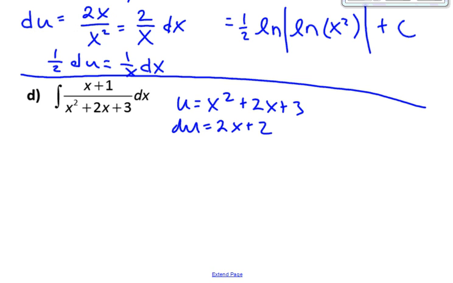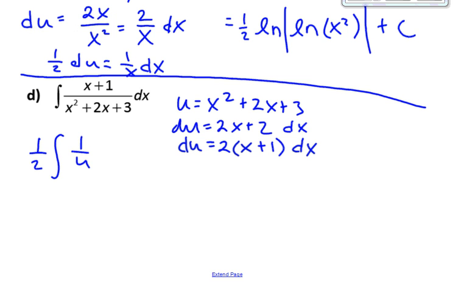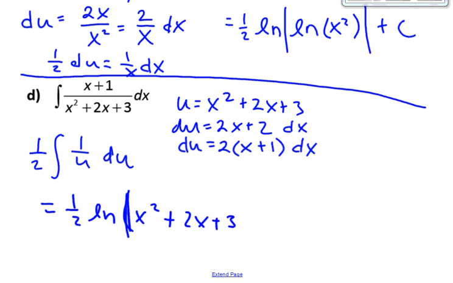But notice here that what's in the numerator is x plus 1. So we can just manipulate here 2 times x plus 1. So then we have, again, x plus 1 dx is equal to half du. All right, so then that would be 1/2 integral of 1 over u du, which would be 1/2 natural log of absolute value of x squared plus 2x.